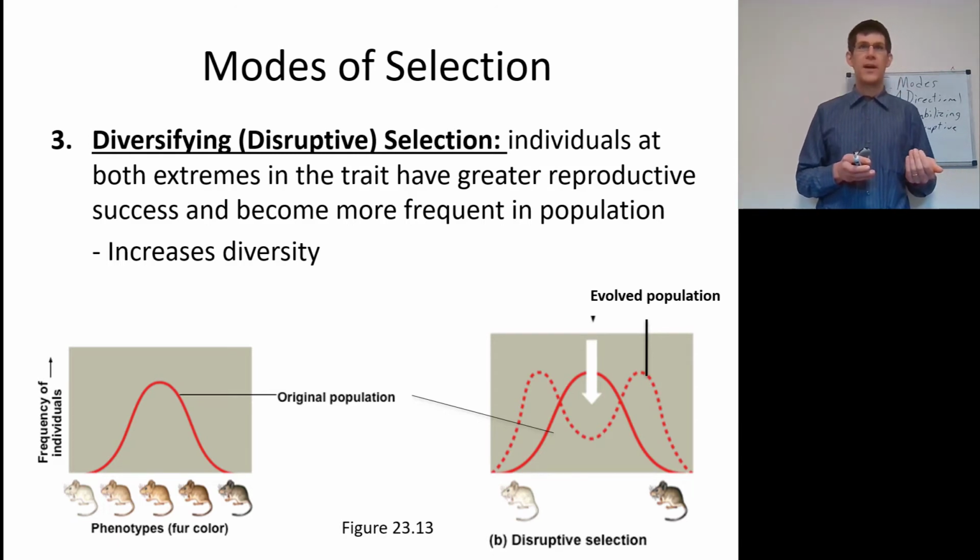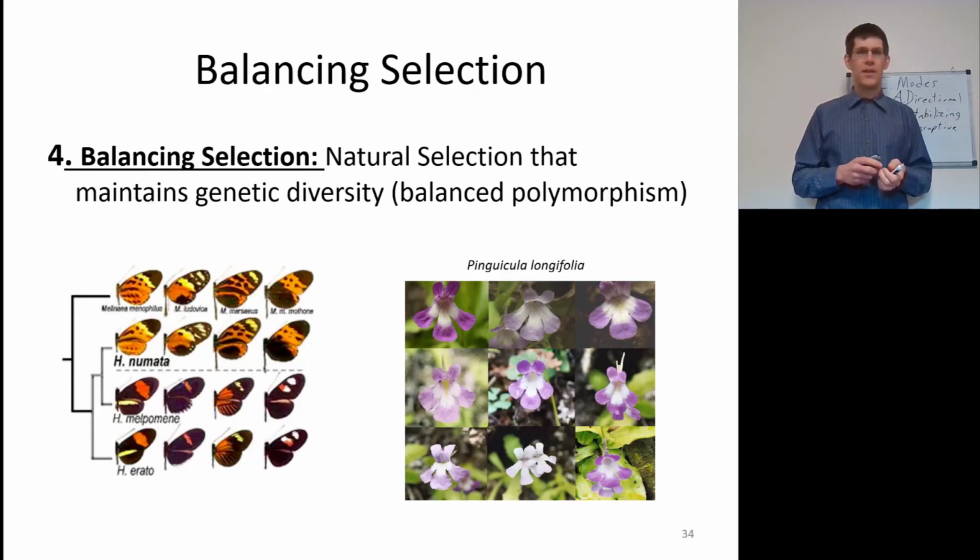Perhaps these are mice living on a checkerboard. And the white ones and the black ones can each hide in their respective squares, moving diagonally, of course. And the other ones don't really match up well against the background and get chosen against. So this disruptive selection ends up with two distinct phenotypes, but does cut out the ones in the middle.